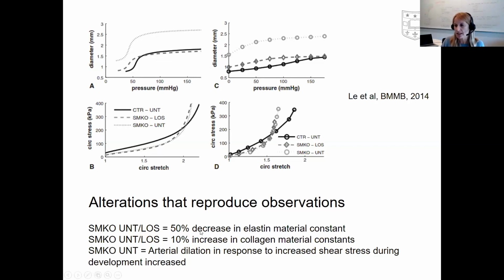And what we find is that we can reproduce these results of this animal model, either in the untreated or in the losartan treated state, with an alteration in the material constants of the elastin and the collagen. So basically the way that those materials are contributing or their properties have changed due to the mutation. But then it's actually only the untreated one that we can model this dilation, with the similar properties, if we have a change in the response to the shear stresses.